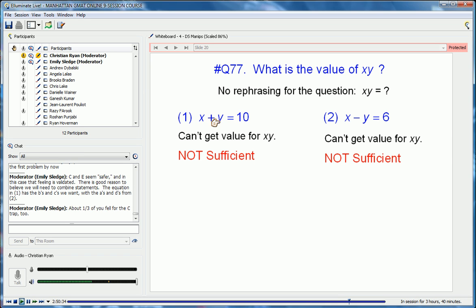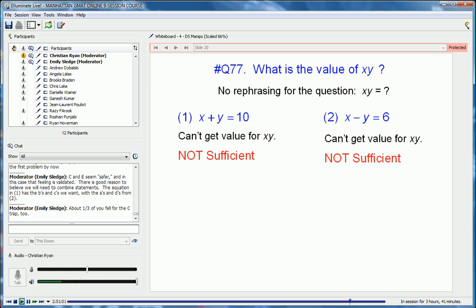And you could also see it by thinking, okay, a bunch of different numbers could add up to 10, but their product will not be a single number. Likewise, a bunch of different numbers could subtract to 6, but their product will not be a single number. Now here's where the exception proves the rule. When you get two statements together and you're looking for a combo, don't necessarily go for the combo right away. If you see how to, go ahead, but all bets are off.